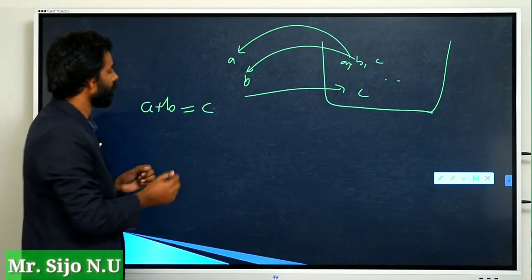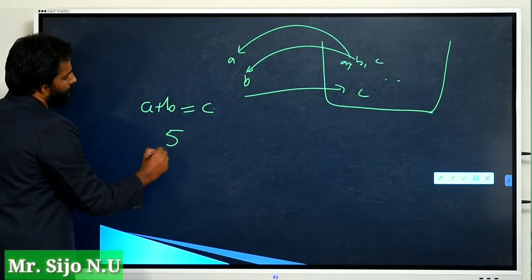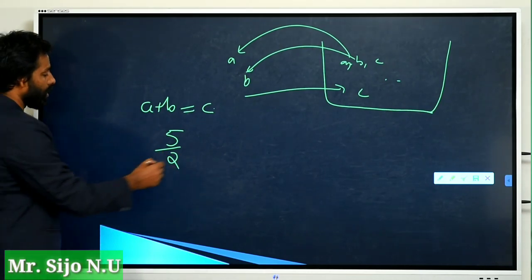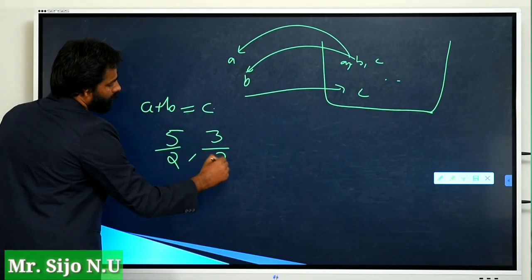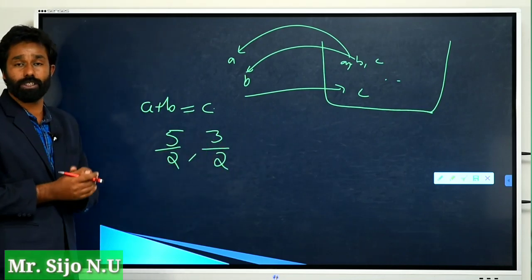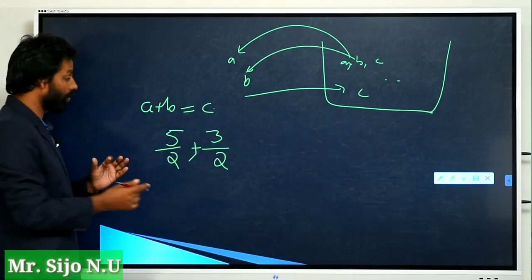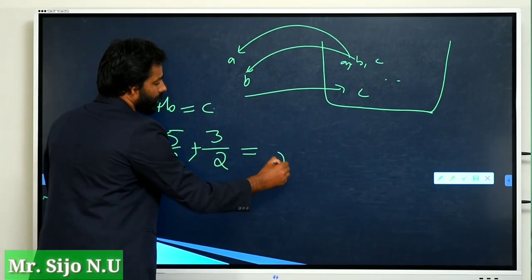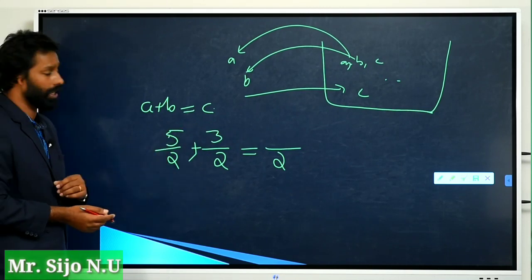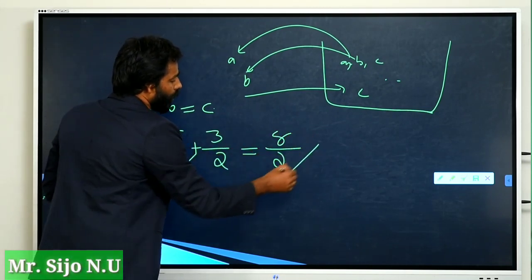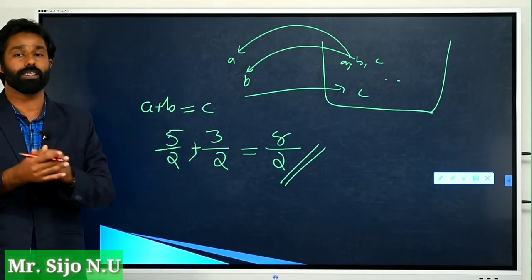Or if we consider the value of a as 5 by 2, of course it's a rational number, and another rational number 3 by 2. When we add these two, what will we get? It's a like fraction, so the denominator is the same and we can add the numerators, 5 plus 3, that is 8. So we get 8 by 2, which is a rational number.